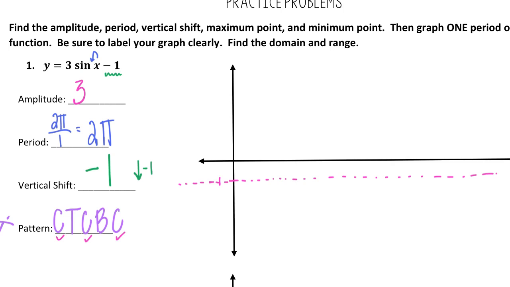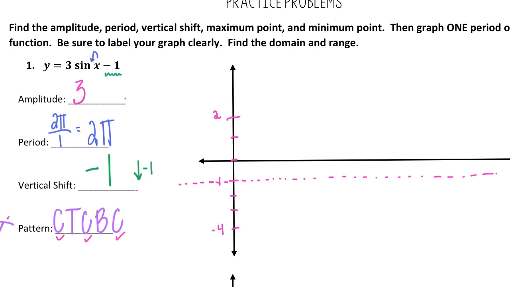The amplitude is 3, so that means we are going to count 3 units above that center. 1, 2, 3. We can label that 2. And 3 below. 1, 2, 3. So we go down to -4. You can think of that amplitude as a vertical stretch. The next thing we'll label, so that took care of the vertical shift and the amplitude.